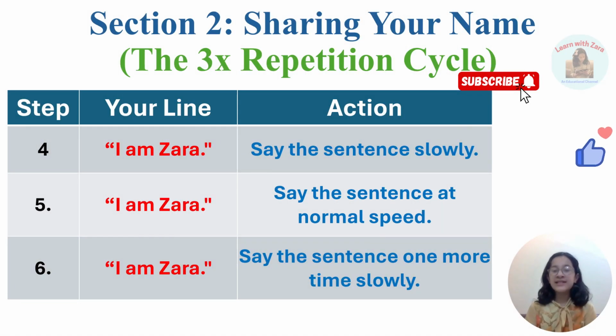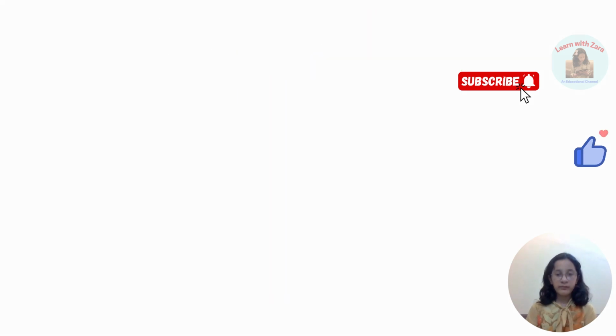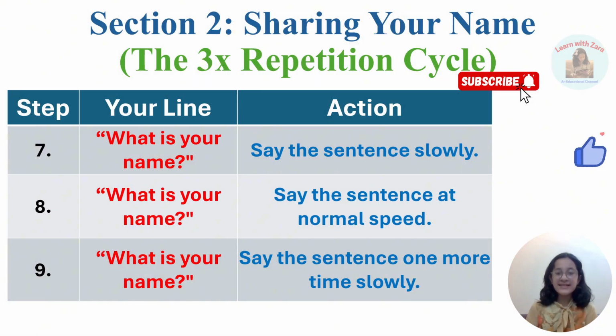Say the sentence slowly. I am Zara. Say the sentence at normal speed. I am Zara. Say the sentence one more time slowly. I am Zara. Say the sentence slowly. What is your name? Say the sentence at normal speed. What is your name? Say the sentence one more time slowly. What is your name?